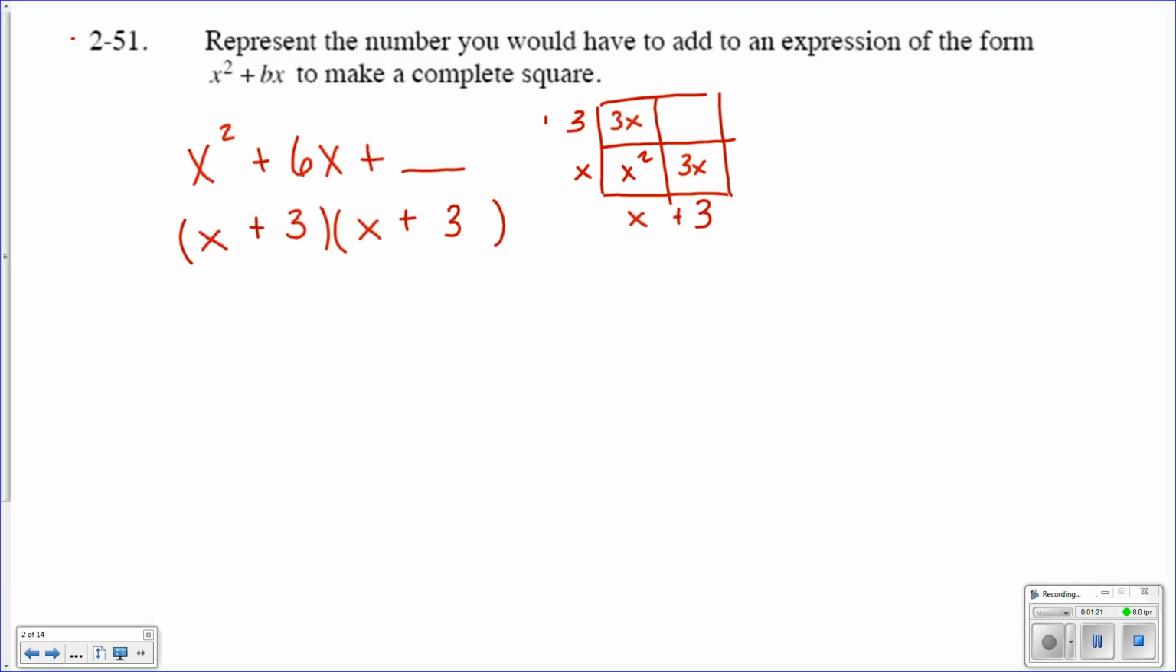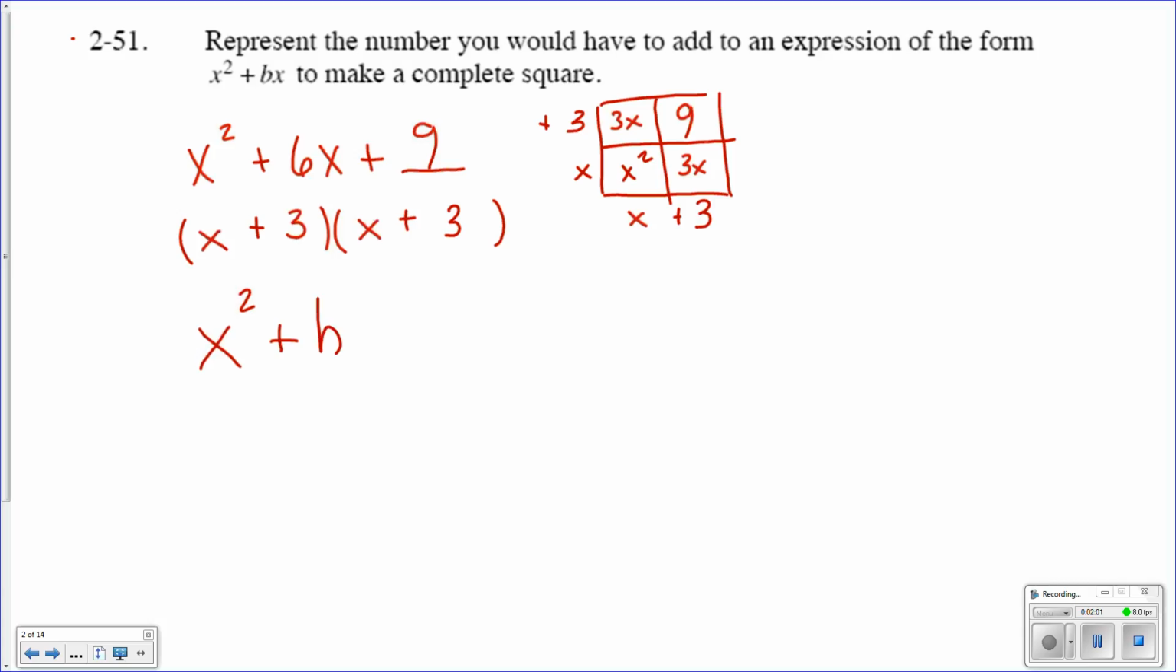So the last missing part of this is what's up here. But now that we know the dimensions, we could do 3 times 3 and get 9 up here. So we would have to add 9. That's what makes the perfect square trinomial. If you notice what these numbers have in common, 3 times 3 gives 9, which is the same thing as 3 squared. Also notice that 3 is half of 6, because we took this middle term and split it in half.